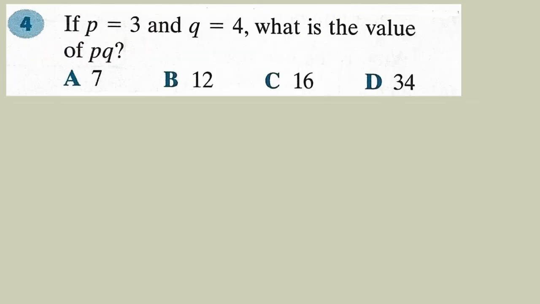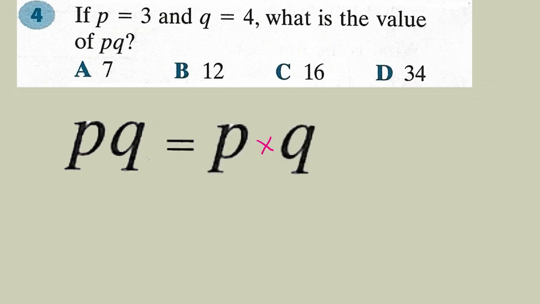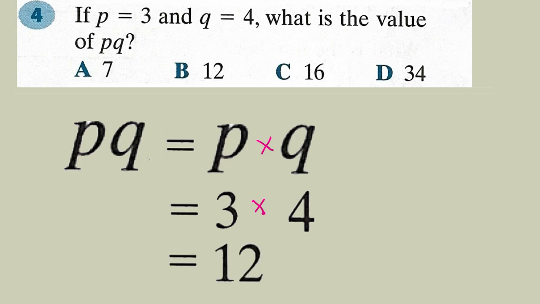Once again, we've got letters to designate numbers, and P here is meant to be 3, and Q here is meant to be 4. So what is the value of PQ? PQ, written like this, really means P multiplied by Q. So when we substitute 3 for P and multiply it by Q, which is 4, then we just get 12. So our answer to this is going to be B, 12.